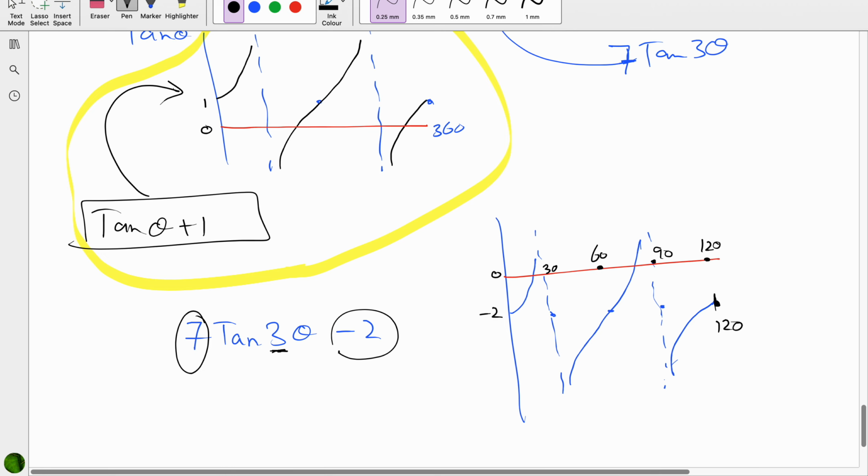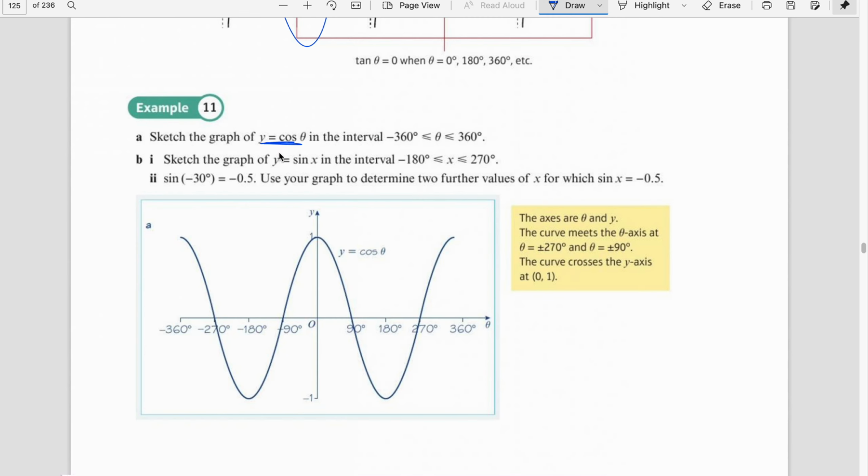Any confusion till now? So if we are drawing cos theta from minus 360 to 360, we already knew that cos theta would look like this. This is 360, but the examiner wants you to go in the negative axis as well, so you draw a curve to the left.